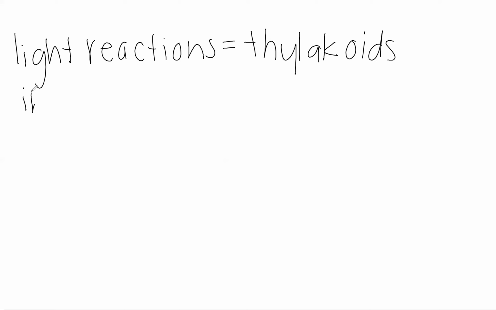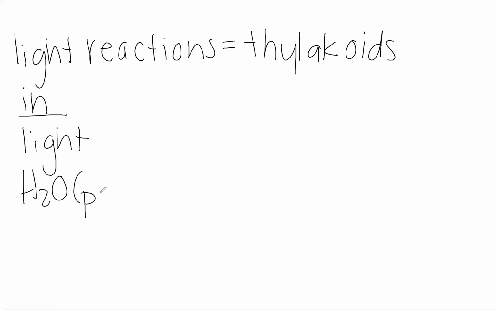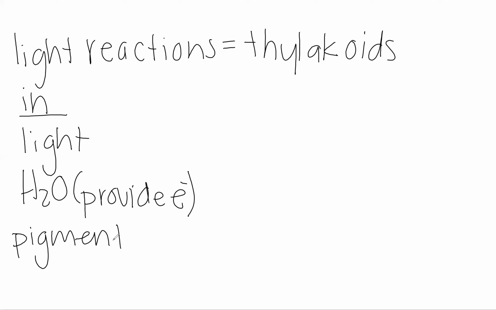Okay, what goes in? We have to have light because those are going to excite our electrons, and we have to have water. And the reason why we have to have water is because those are going to provide electrons for us to get excited with light. And then you're also going to have some kind of pigment, such as chlorophyll A, chlorophyll B, or carotenoids. So that's what goes in.